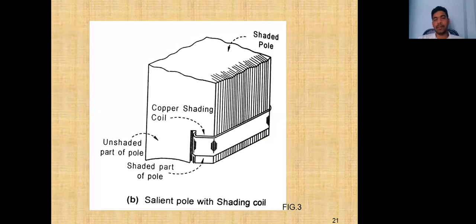This is the salient pole type shading coil. It is the unshaded part. This is the shaded part. Here the copper shading coil is present, and these main poles are laminated to reduce the eddy current losses. Salient pole with shading coil.